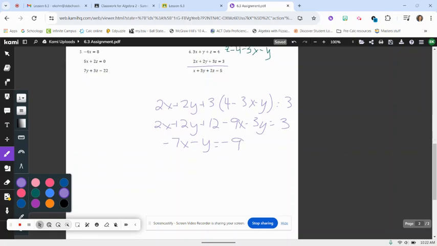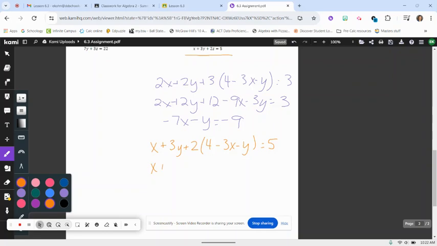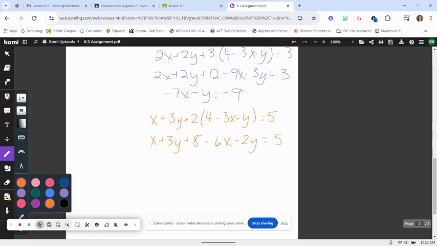Okay? I'm going to do the same thing then with this bottom equation. I'm going to substitute in for z. So I'm going to take x plus 3y plus 2 times 4 minus 3x minus y equals 5. And I'm going to do the same thing again. So distribute out the 2 plus 8 minus 6x minus 2y equals 5. And then combine like terms. So negative 5x and then plus y equals 5 minus 8 is negative 3.